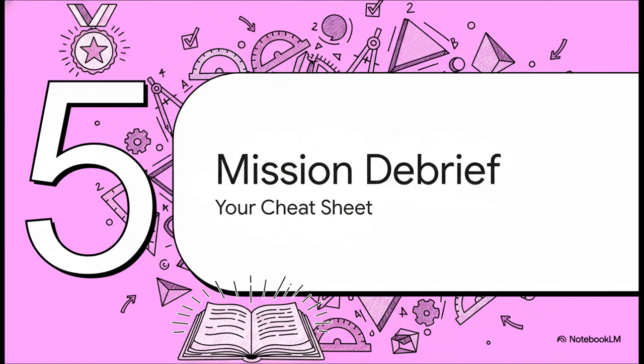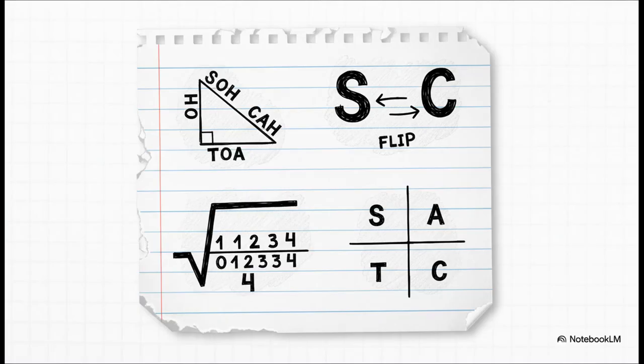So let's do a quick debrief and review the powerful set of tools you now have at your disposal. This is your permanent cheat sheet. Here it is, your complete trig cheat sheet. You've got SOH CAH TOA for all the basic ratios. You've got the third letter rule for the reciprocals. You've got the brilliant 0 to 4 trick, so you never have to memorize that angle table again. And you've got the ASTC rule to navigate all 4 quadrants. You are officially a trig code breaker.